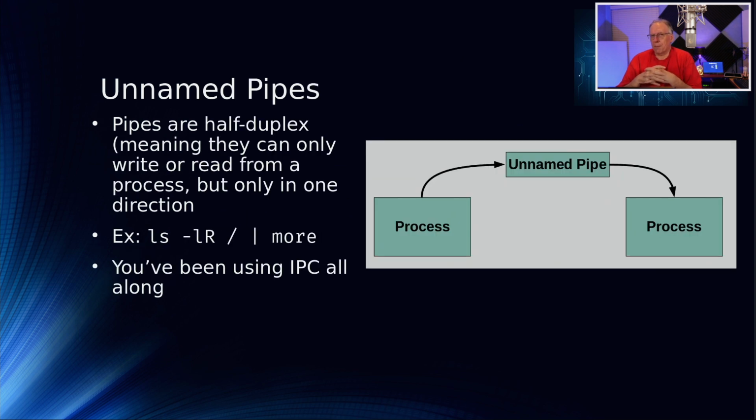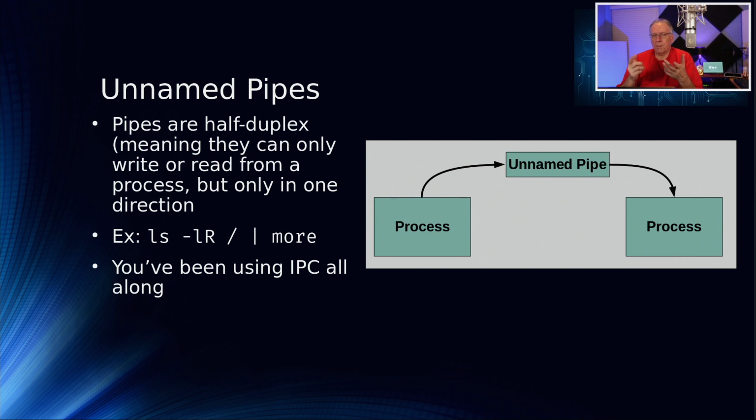The first type of pipe is called an unnamed pipe, and you probably have used this. You probably just didn't realize it was an IPC. But pipes are half duplex, meaning that I can have one process that is writing, one process that is reading, but they can't communicate with each other at the same time unless I create another pipe to do that. So the flow of information is a single direction. It can't go the other way back.